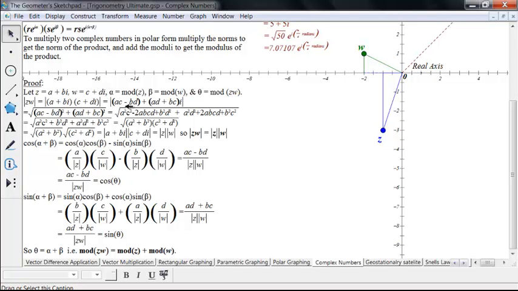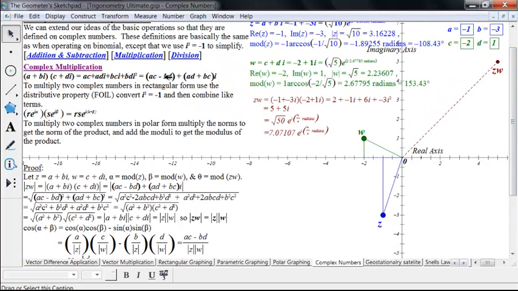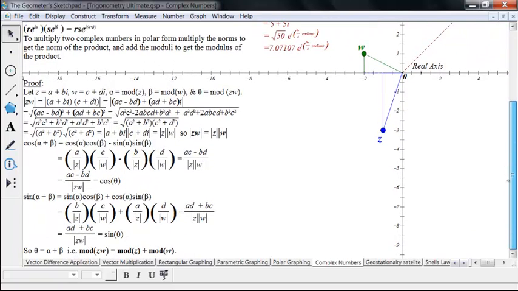Well, look at the product here. Where's the product again? Well, here's the product up here. That's the same as the x component, the real part, I should say, over the norm of the whole thing. And so that's going to be the cosine of the angle theta. So we've got the cosine of alpha plus beta is the same as the cosine of theta.